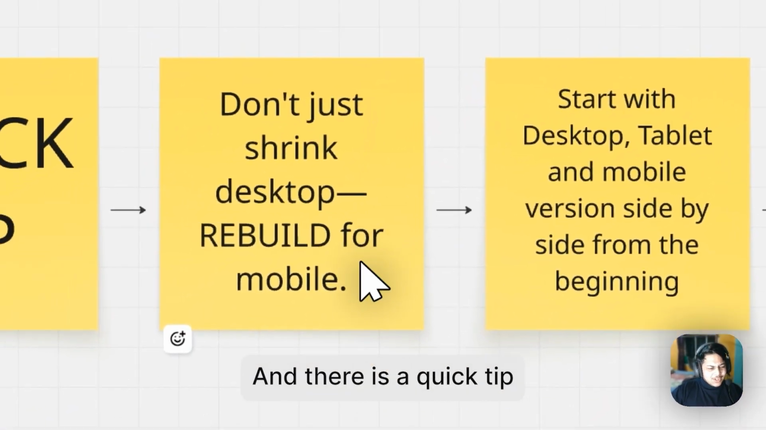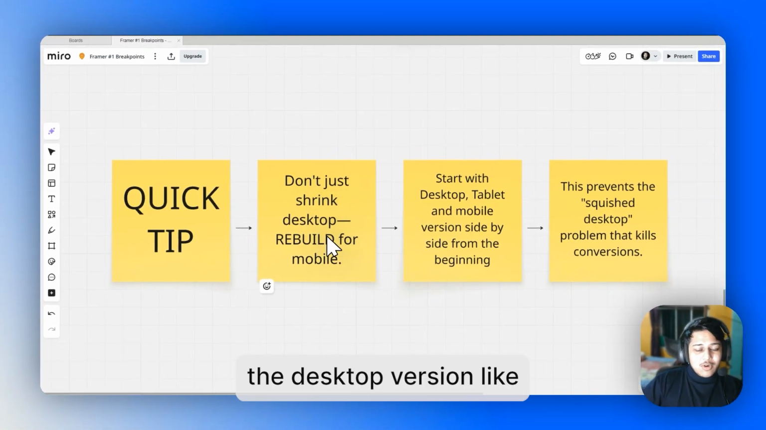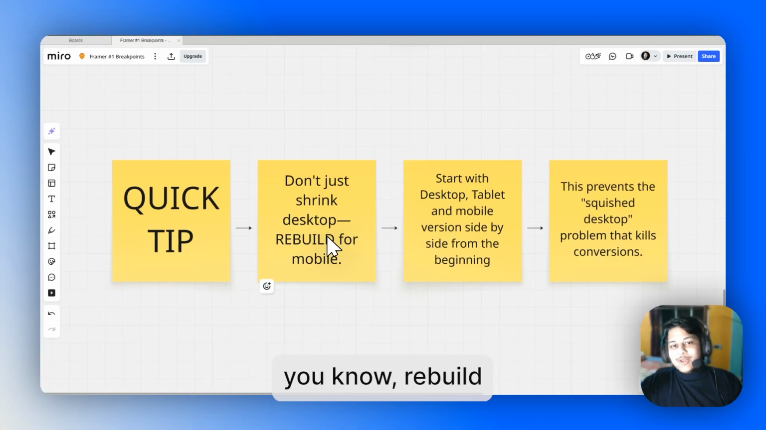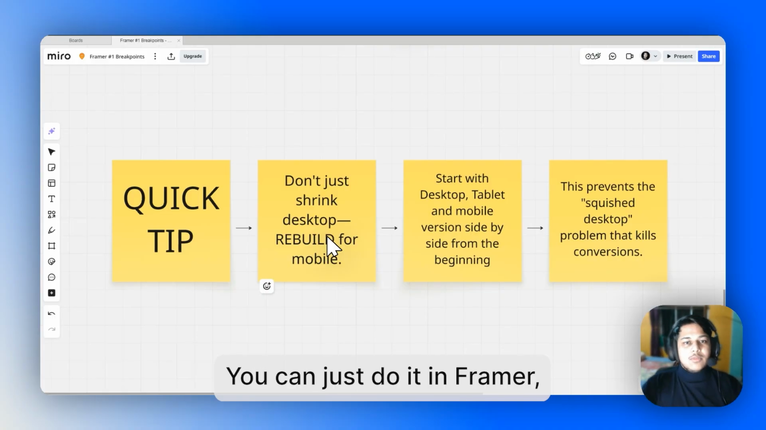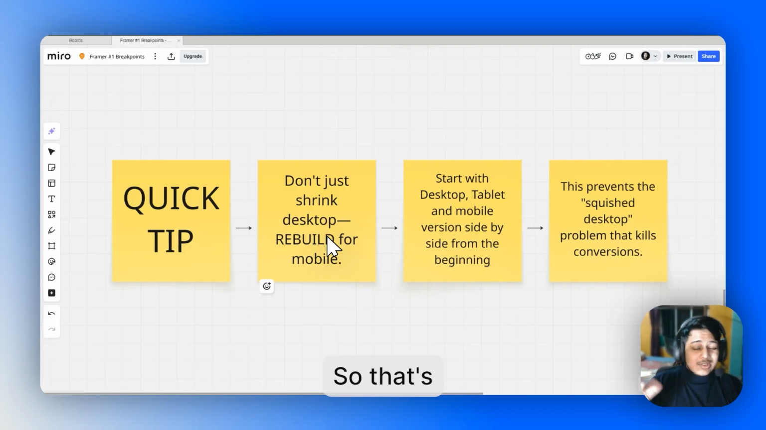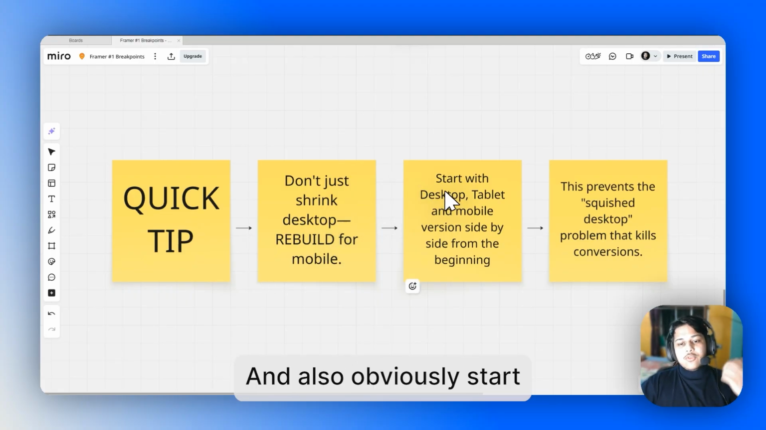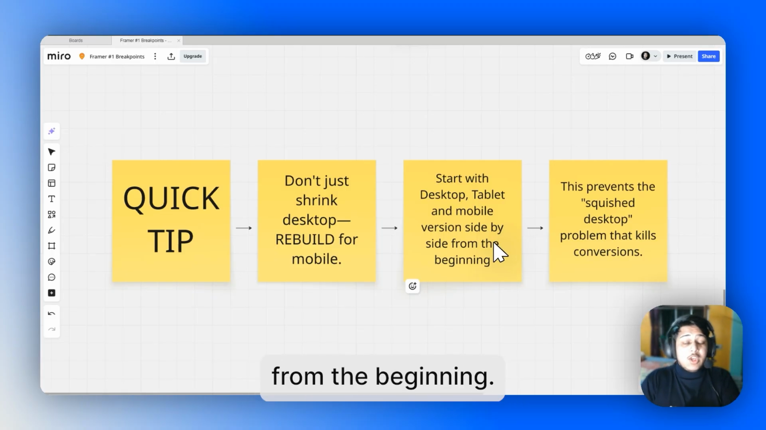And there is a quick tip that I can share with you. Don't just shrink the desktop version. Rebuild the mobile version entirely from scratch. You can do it in Framer with just one click. So that's how easy it is when you are working with Framer. And also, obviously, start with desktop, tablet, and mobile versions side by side from the beginning.